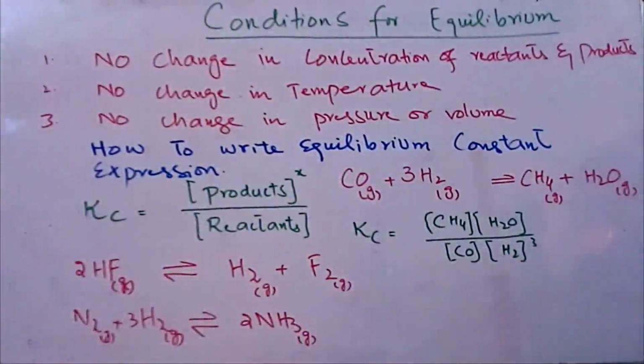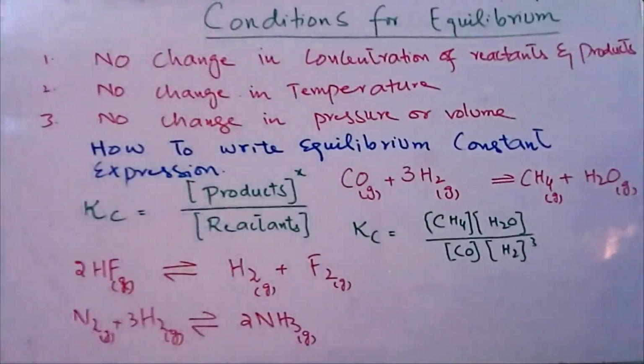Today we will discuss the different conditions which are required for the equilibrium state to be reached. Without these conditions, the equilibrium may be disturbed. If you change the concentration of reactants or products, or the temperature, pressure and volume, the concentration of the reactants or products in the forward and backward reactions may be disturbed, and the value of Kc will also be disturbed.